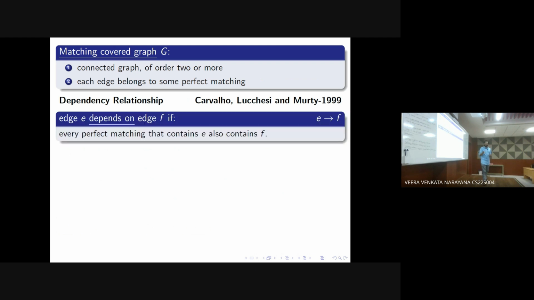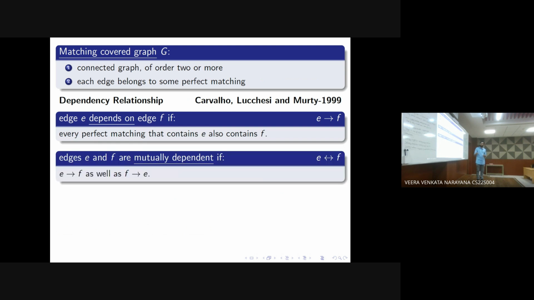So Carvalho, Lucchesi, Murty in 1999 formally introduced and studied the concept of dependency relationship between the edges in a matching covered graph. We say an edge E depends on edge F if every perfect matching containing E also contains F. And we say edges E and F are mutually dependent if both E depends on F as well as F also depends on E. So this is an equivalence relation. You can take a moment and think about it.